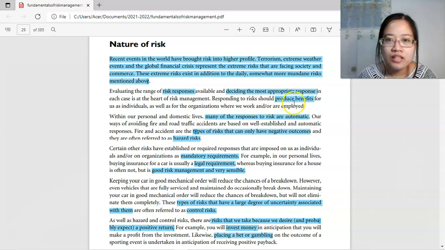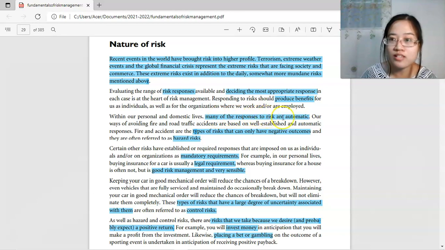Okay. So, ayan, just some of the natural hazards, risk na kinakaharap ng mga tao. Okay? So, ayan, dun sa risk response, syempre, deciding the most appropriate response in each case is at the heart of risk management. Kumbaga, the reason we try to manage the risk is para nga maiwasan yung worst situations. Yung merong mamatay, merong masaktan, merong masira na mga kagamitan, ganyan. Diba? Ayan. So, responding to risk should produce benefits for individuals or organizations. Okay?